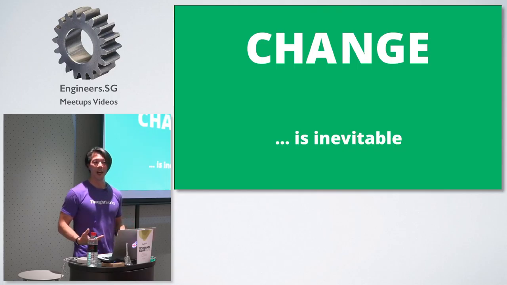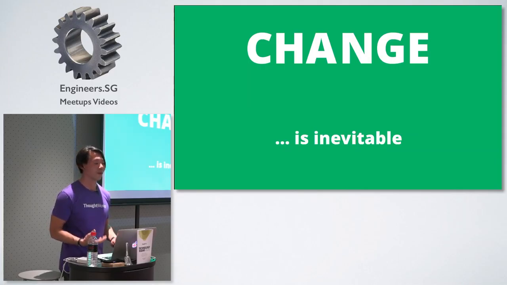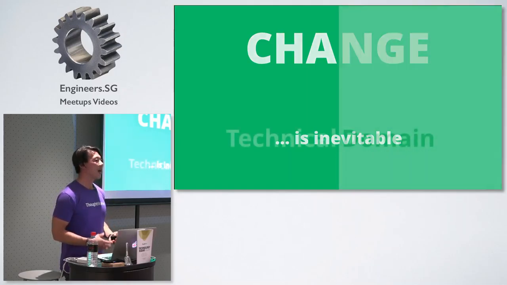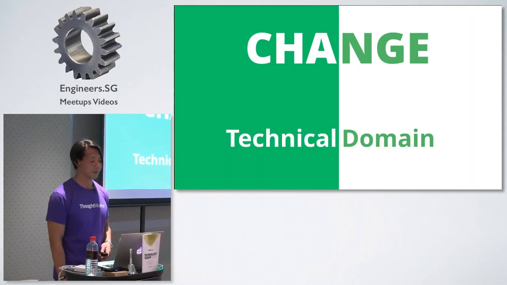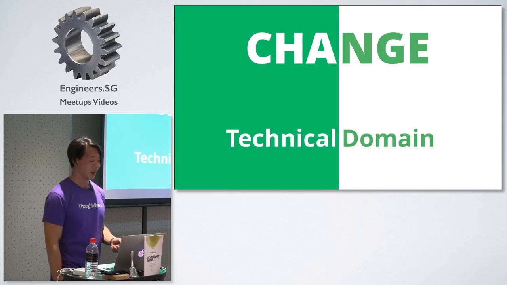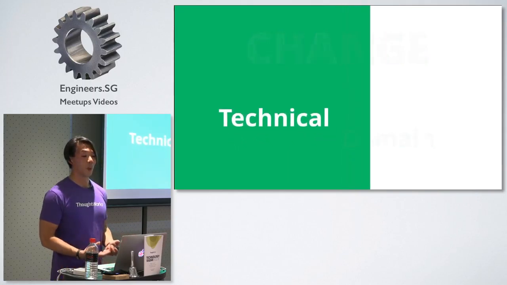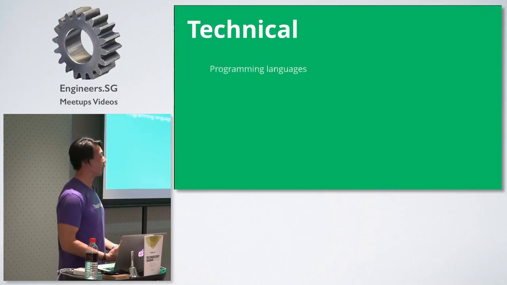There are two types of change that we really care about. When we think about software, we're often very focused on the technology space, the tools and the frameworks. But when we build software, we need to think about both technical and domain changes. We'll explore the changes in both of these. In the technical landscape, which is the one we're most familiar with, we're probably quite familiar with new programming languages.